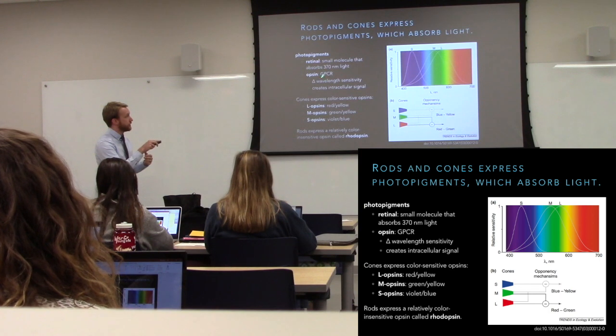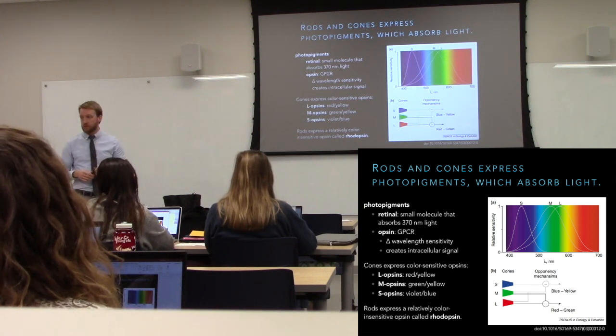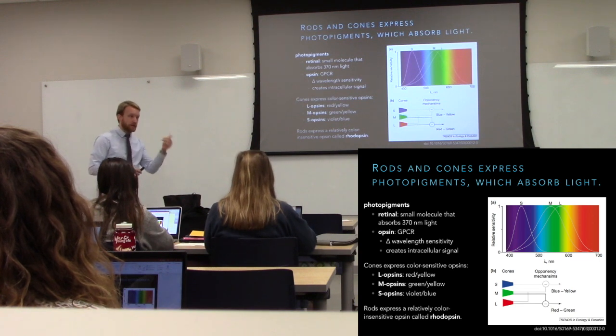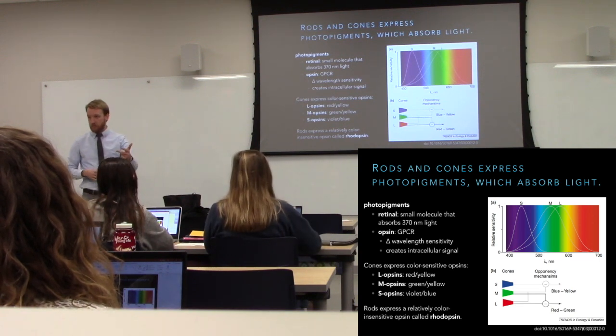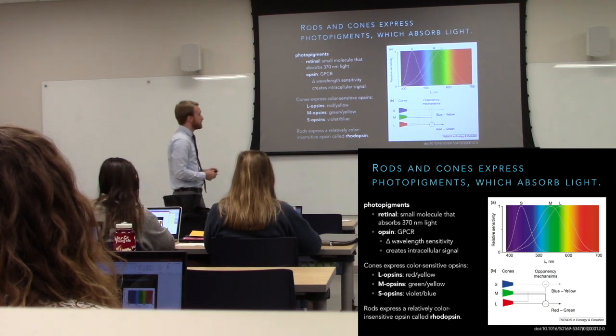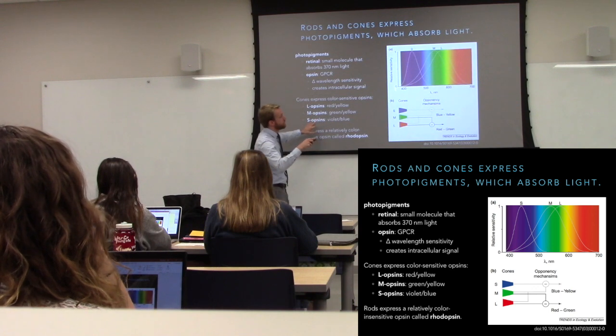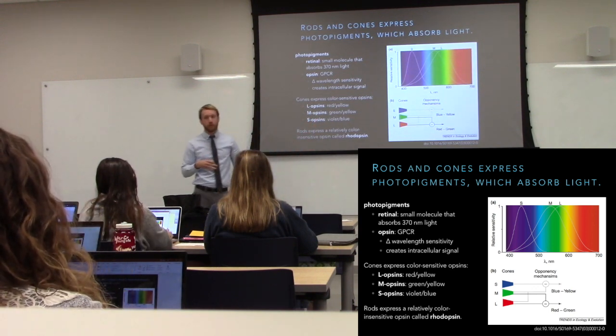So here's what's different. So we have three different opsins that we can express in our cones. L, M, and S, long, medium, short. We're talking about the wavelength that they're going to absorb as a result. S opsins, shorter wavelengths. So we're going to hit more of our blues in this case.